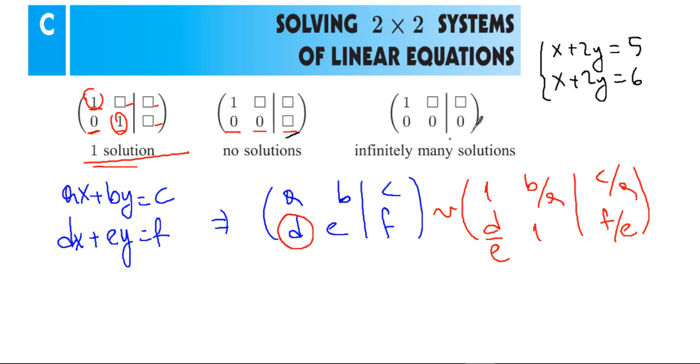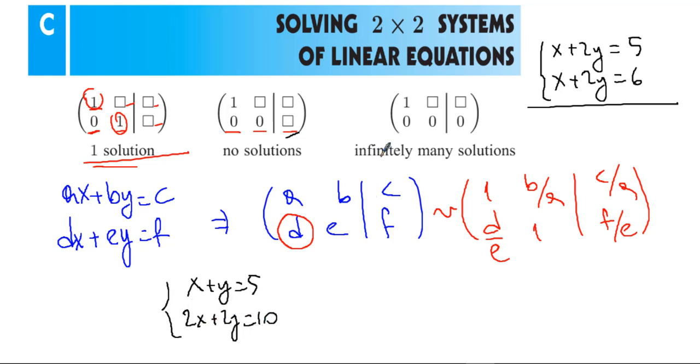And you have infinitely many solutions when the 2 lines are just multiples of each other. For example, x plus y equals 5, and the second line, let it be 2x plus 2y equals 10. For the third case, to have infinite solutions, the 2 lines are just multiples of each other. It's actually the same line. So this type of system of equations will have infinitely many solutions.